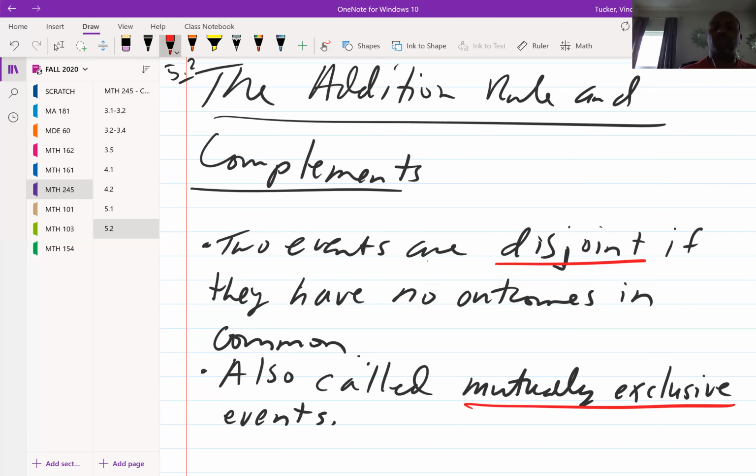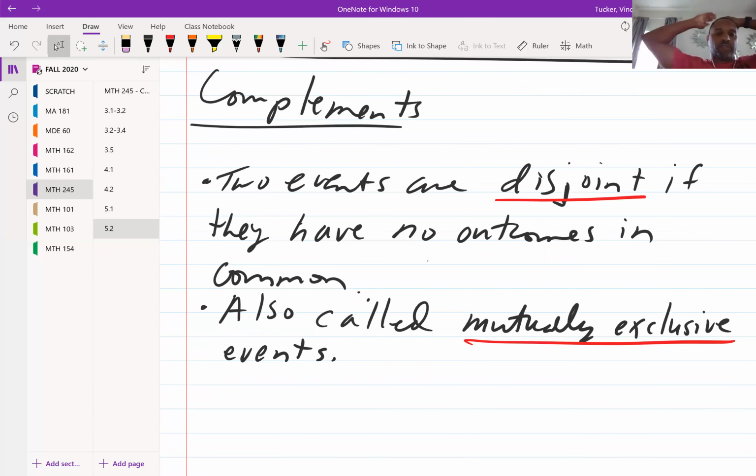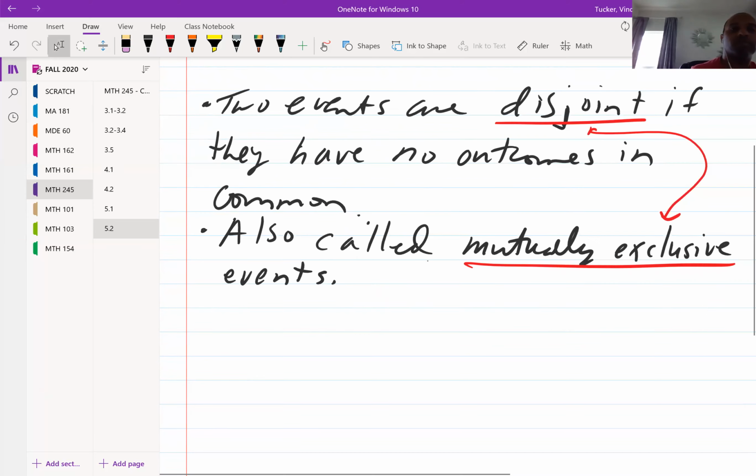All right, so two events are disjoint if they have no outcomes in common. They're also called mutually exclusive events. So disjoint and mutually exclusive are the same thing.